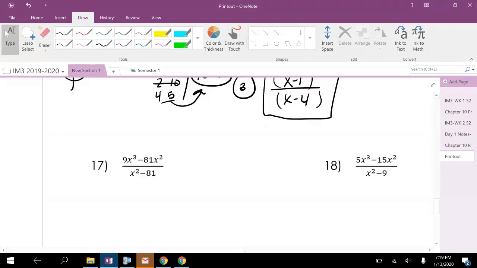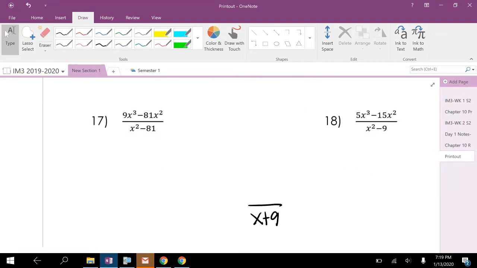Okay, 2 more. This one. When we look at number 17, again, all of these go together. So 17 and 18 will be exactly the same. Okay, this one's a GCF problem.